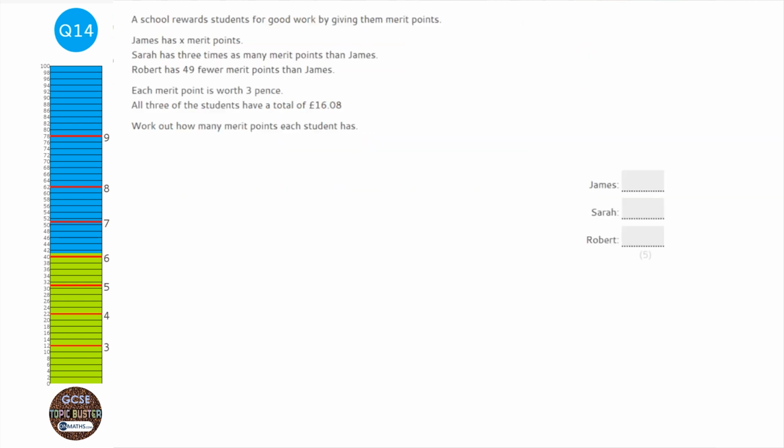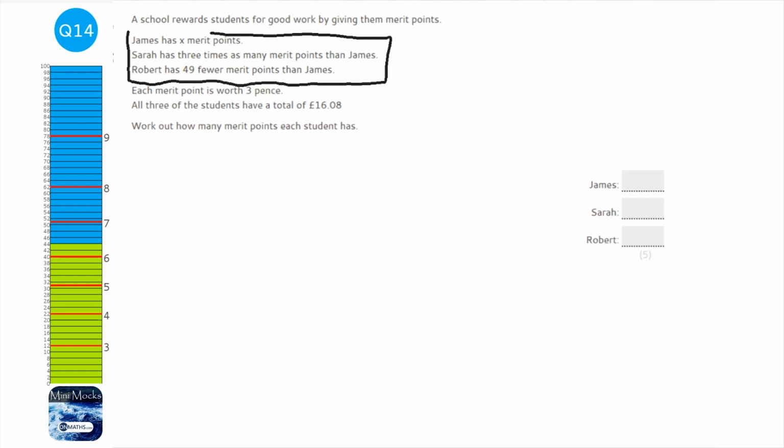Okay, so this looks like quite a complicated question, and it's complicated because there's lots of bits and lots of things going on. Now, the first place to start might be to figure out this block here, or it might be to figure out this block here. It doesn't really matter which one we start, but I just think the second one is a bit easier place to start. Let's work out how many merit points we have.